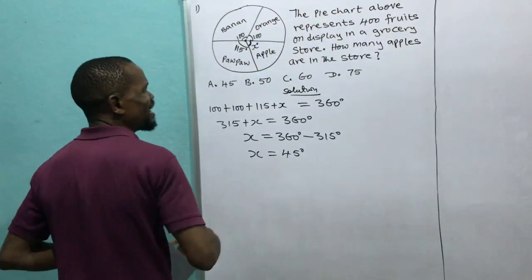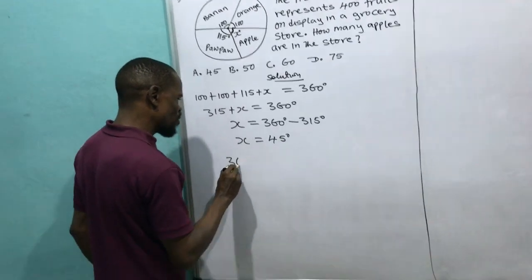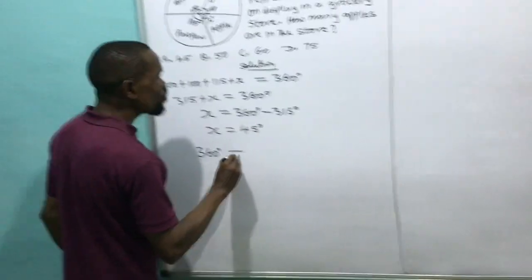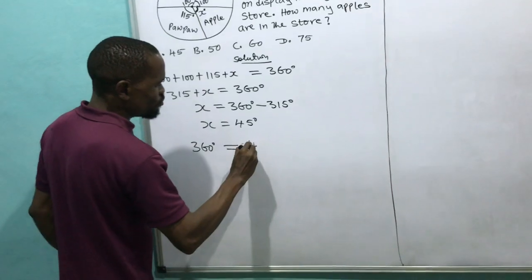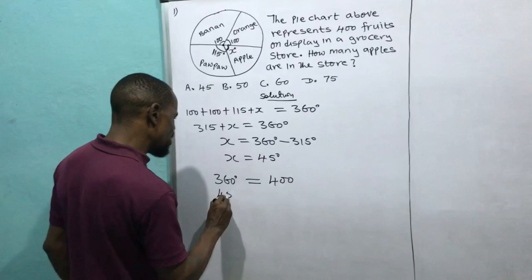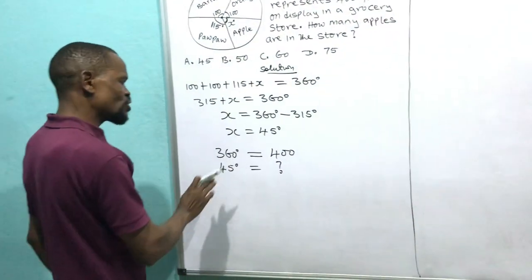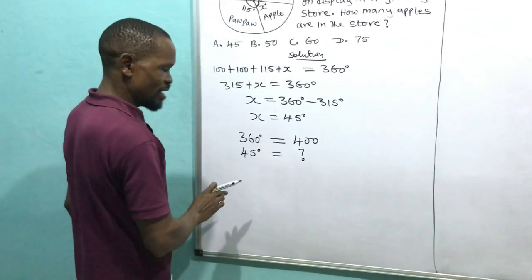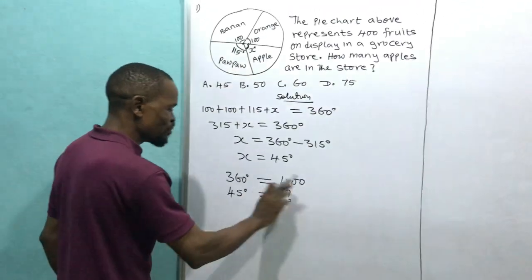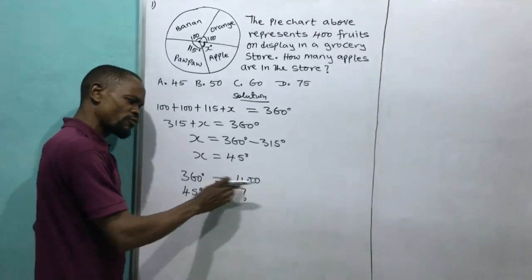Somebody may ask, how did I get this? How I get this is that I know 360 degrees is equal to the 400 fruits we have there. Then what will the 45 degrees give me? And that should be a question mark. Then I will say less or more. If less, let the more divide, which means my reference point. What is my reference point? My reference point is 360 degrees equals 400.